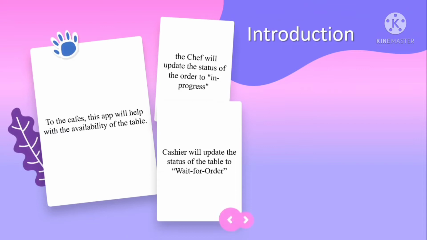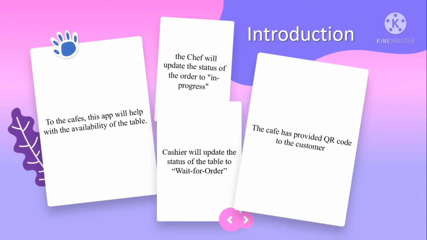Okay, next. We will introduce to you the introduction. For the introduction of Jommakan Cafe, for this project, the cafe provides a QR code to the customer for them to select and make an order for the table. And the cashier will update the status of the table to wait for order so the customer knows the status of the order.